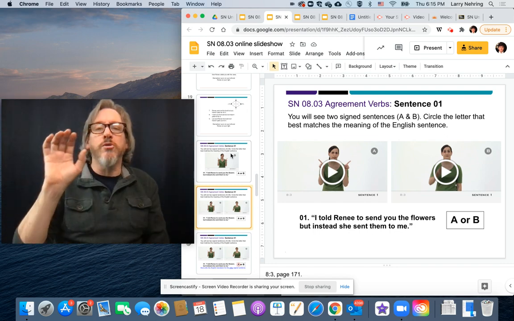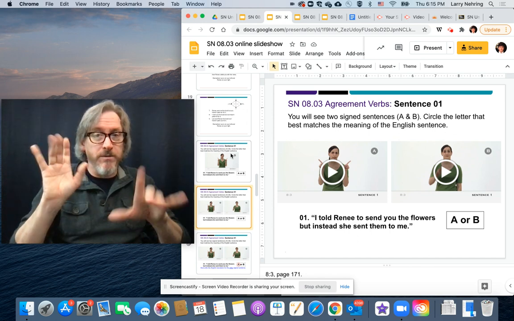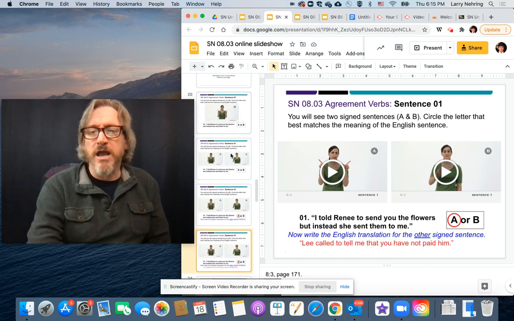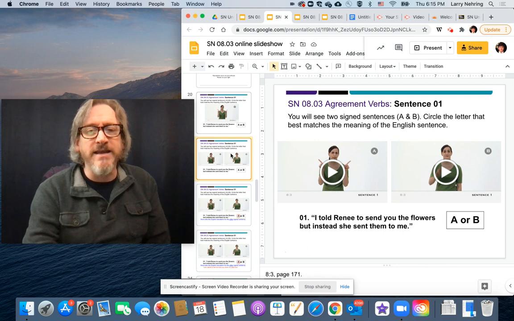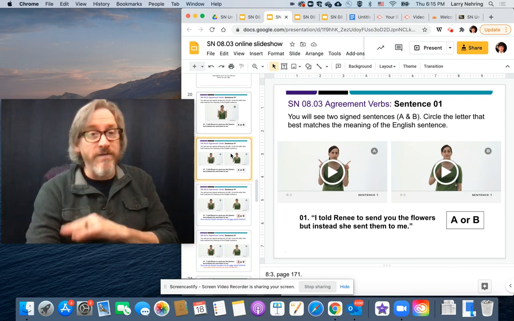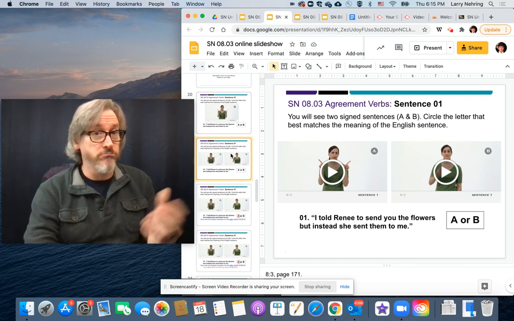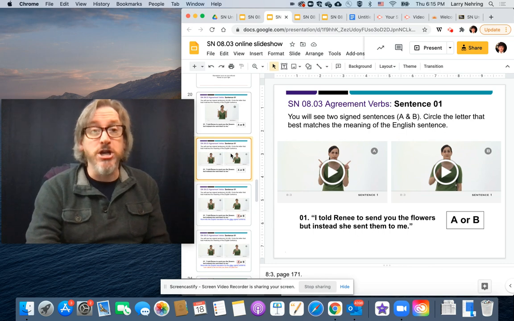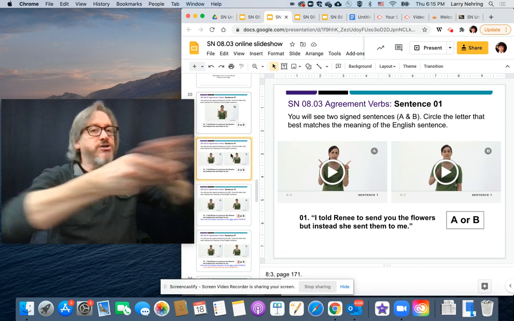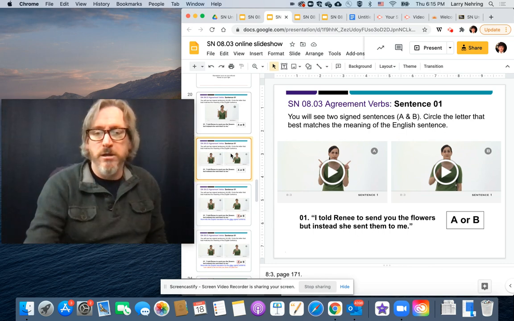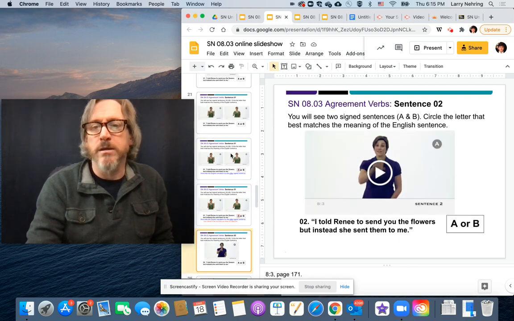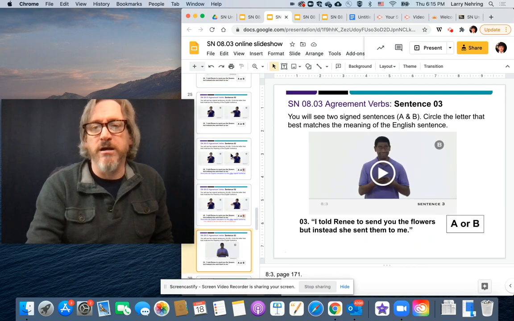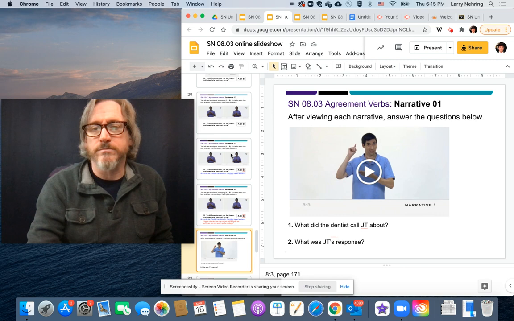Anyway, so watch the two, A and B, pick the right one. I'll circle it, and then write the English sentence for the one that was the wrong answer. Okay? So what is the translation of that one? And that's going to get all these directions, all these agreement verbs making sense. So there are 3 of those.